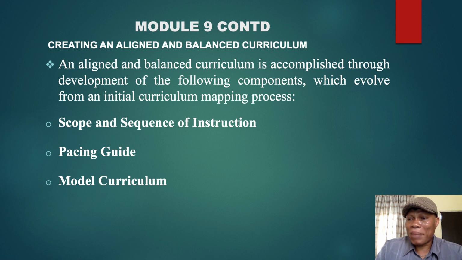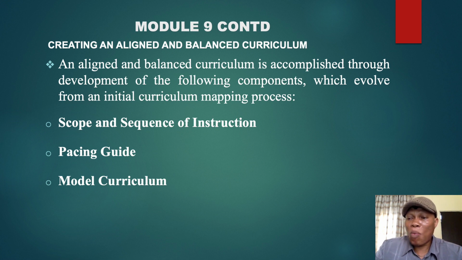And we talked about the balanced curriculum and how to really attain them. That is, the balance in the curriculum is evident. The evidence of a balanced curriculum, four of them. But now, how do we create an aligned and balanced curriculum? An aligned and balanced curriculum is accomplished through development of the following components. And these components evolved from an initial curriculum mapping process.